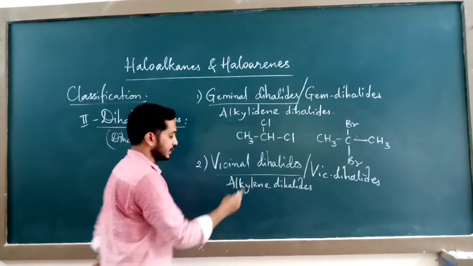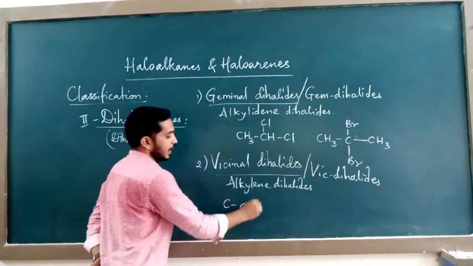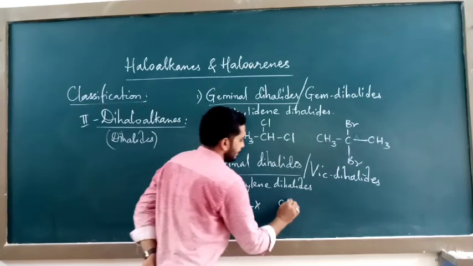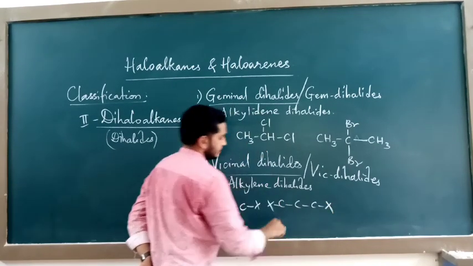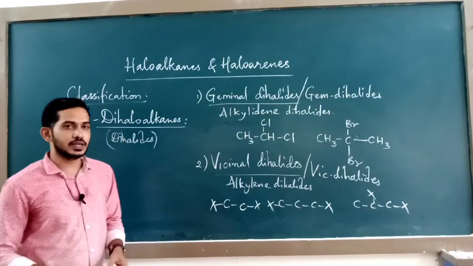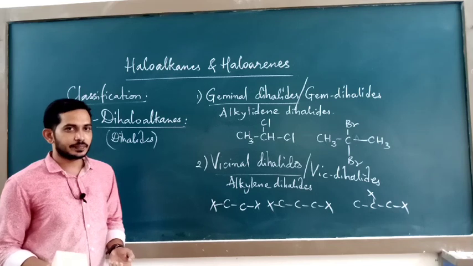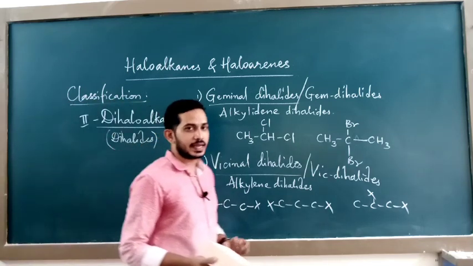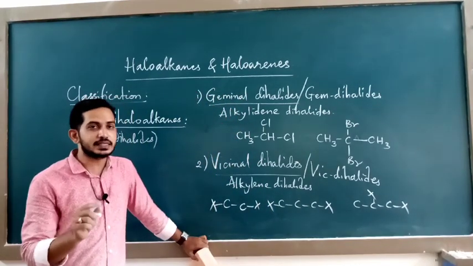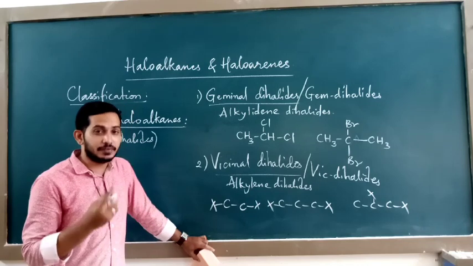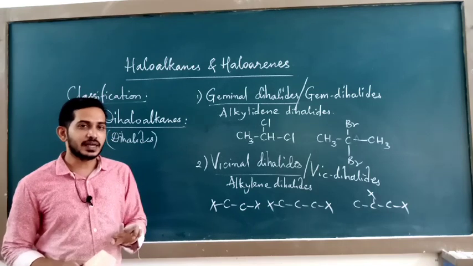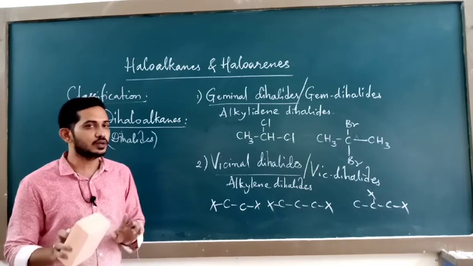Now, what are vicinal dihalides? Vicinal dihalides are those in which 2 halogen atoms should be attached to different carbon atoms. Example: see these 3 examples. Out of these, identify which one is vicinal. Most of us confuse the definition of vicinal dihalides a lot. The reason is because while writing you are supposed to use the word adjacent. Vicinal dihalides definition is that there should be 2 halogen atoms, both should be same, and they should be attached to adjacent carbon atoms and not to different carbon atoms.